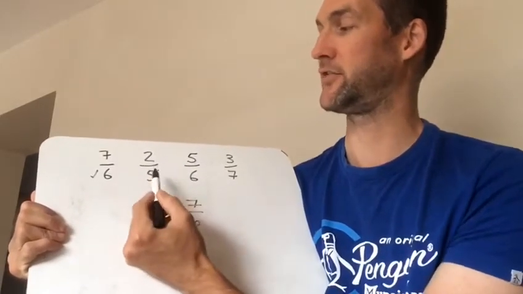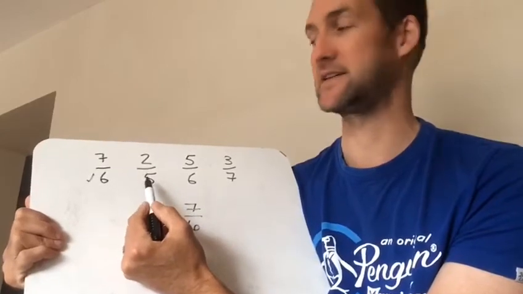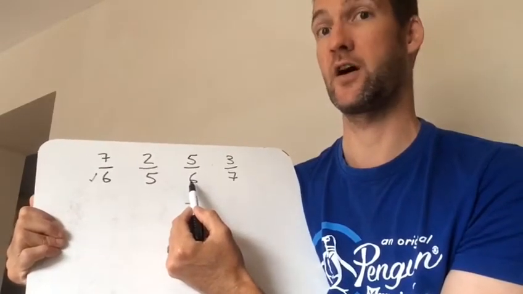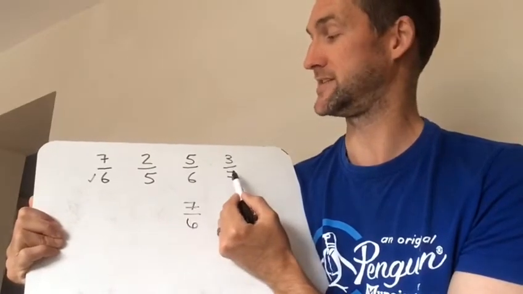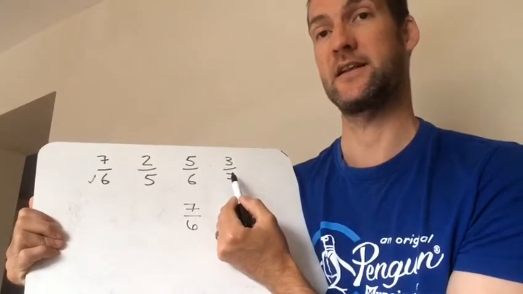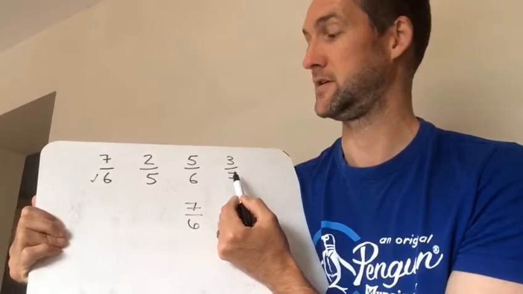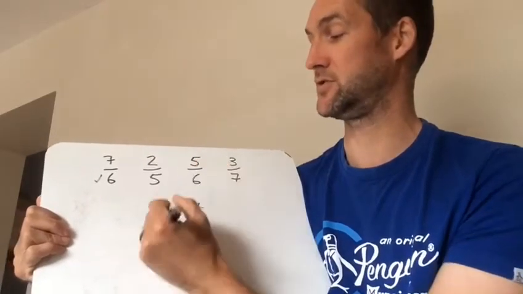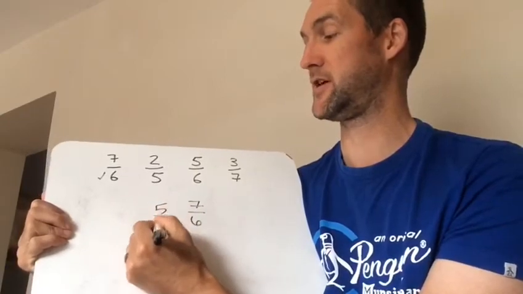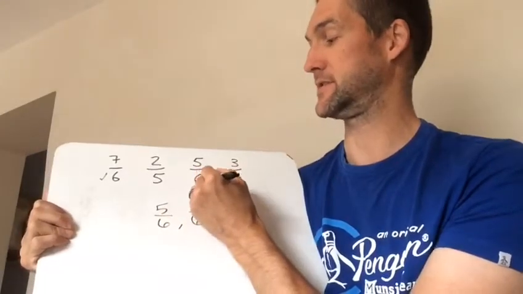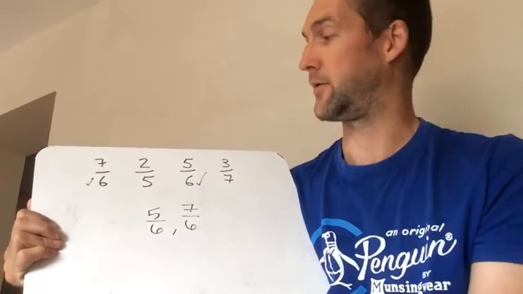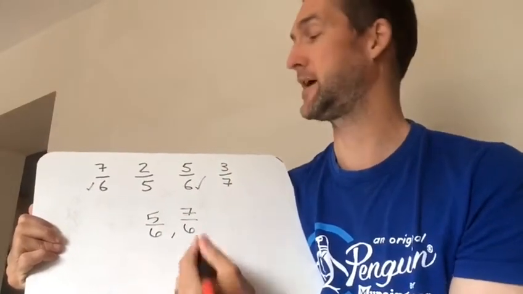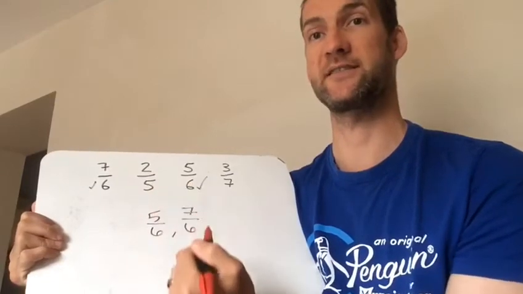And I'll have a look at this. 2/5, well I know that's less than a half. 5/6 is more than a half. 3/7 is less than a half. So my second biggest fraction would be 5/6. Now, I've got 2/5 and 3/7. Now, you may know which one is the smallest out of those two.